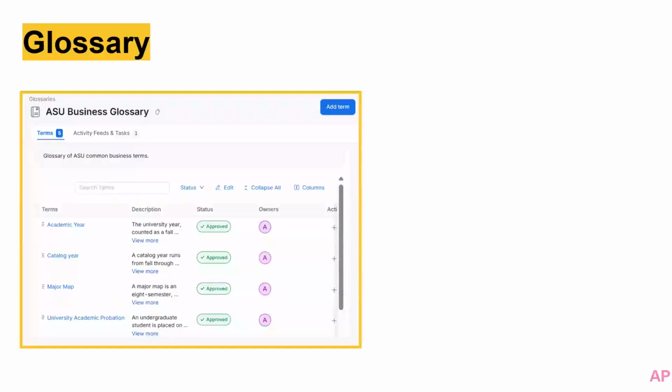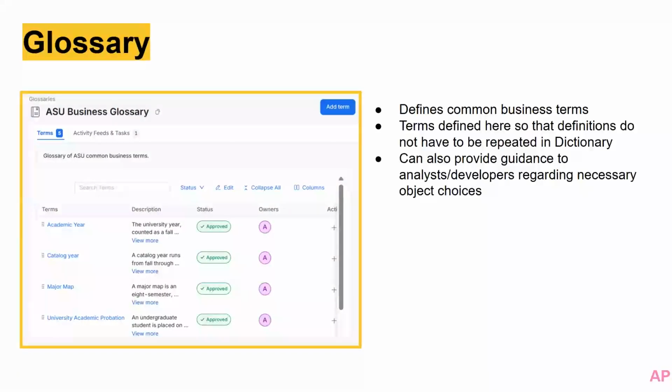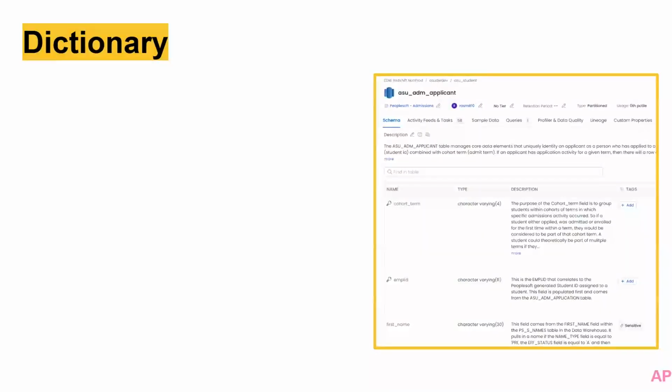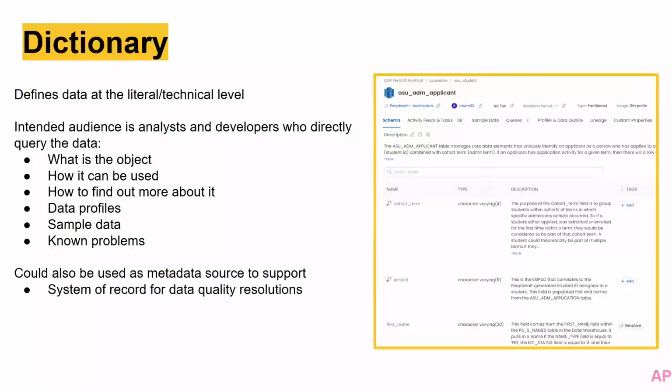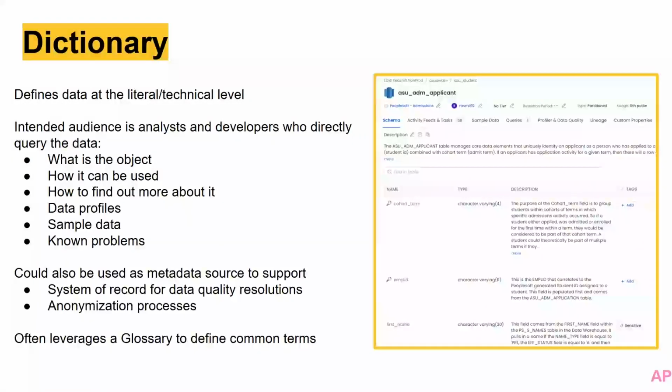So let's talk first about our business glossary. What is it? This is a sneak peek of what it looks like in open metadata. They define common business terms. These terms are not repeated within the data dictionary, and essentially it provides guidance to analysts and developers about general object choices. Not to be confused with our data dictionary. This is what an asset looks like within open metadata. All right, let me get through all those animations.